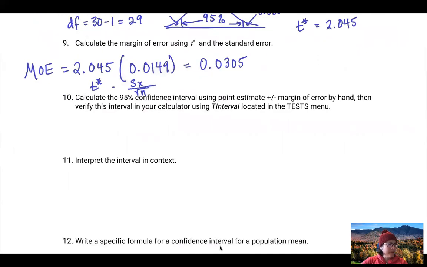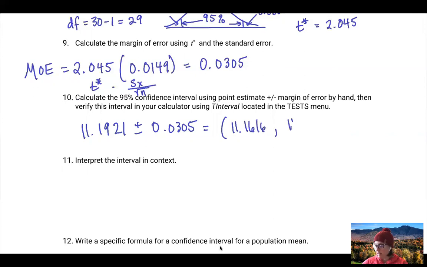All right, so now we are ready to calculate the confidence interval. So just like we've always done, we're going to take the point estimate, which we said was 11.1921 grams, plus or minus our margin of error. And when we do that, we do the lower one first. We get 11.1616 all the way up to 11.2226.